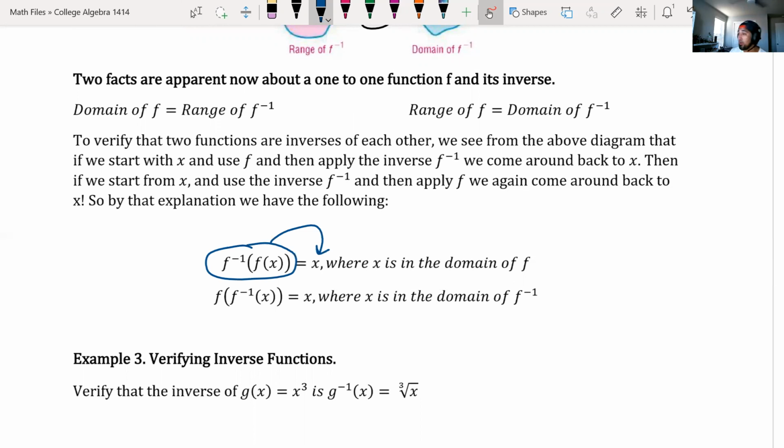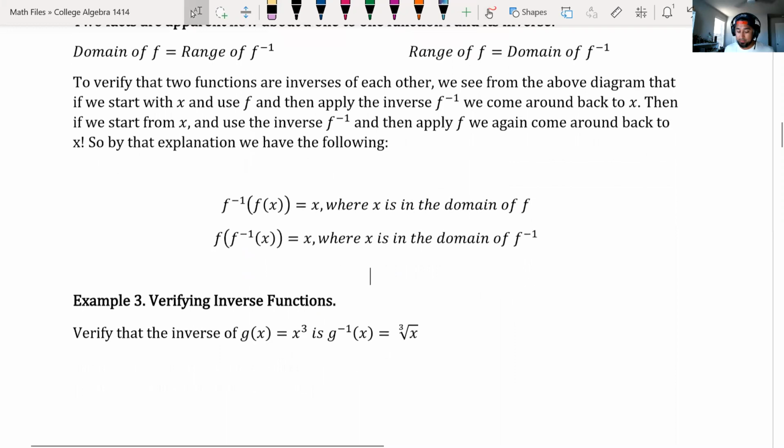And of course, whenever you compose, you take the domain of the inside function. So if you compose f inverse with f, you would take the domain of f. Another way to do it is to say, if I do f composed with the inverse, and they are true inverses of each other, it will always cancel to x, where again, you would take the domain of the inside function, the inverse. So to know that two functions are true inverses of each other, we will compose them.